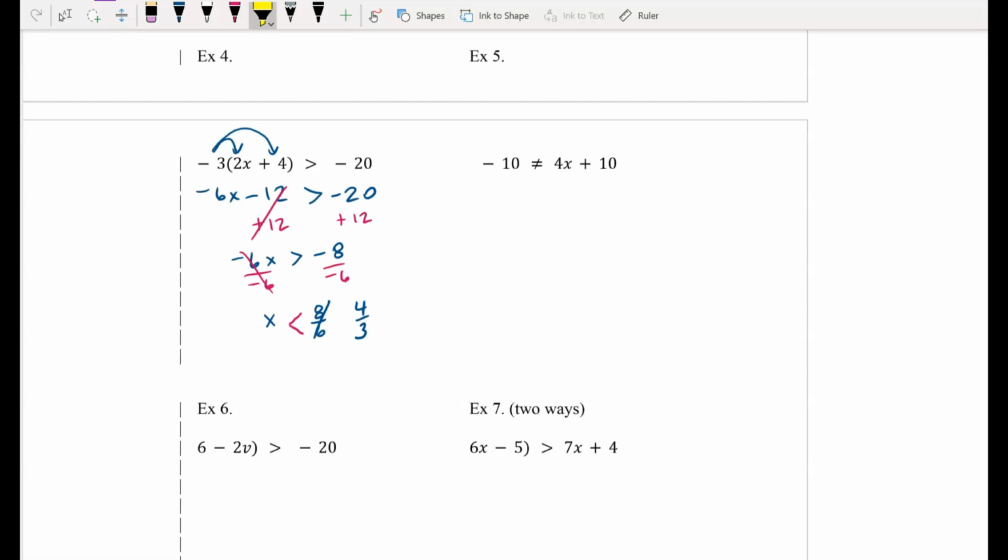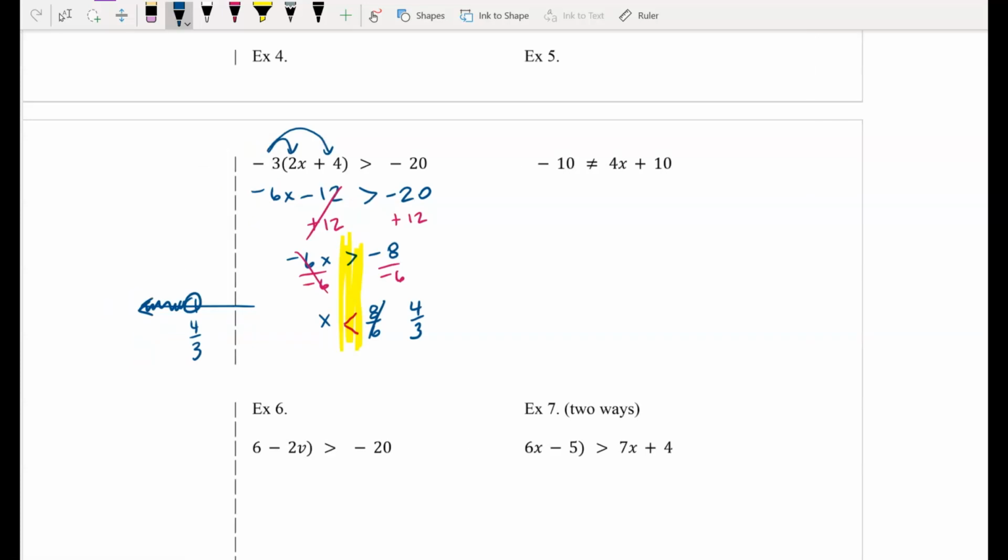Check your solution. Remember, when you divide both sides by negative 6, you have to reverse the symbol right here. If we graph that, then we would put our boundary at 4/3, which is just 8 over 6 simplified. And we want to have an open circle, and we want to shade to the left because this is a less than.